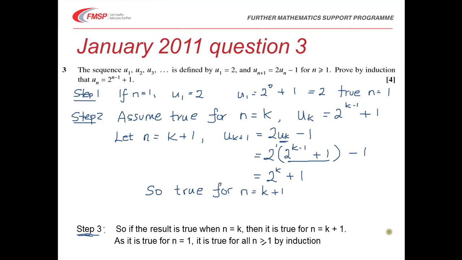So 4 marks there. Again, 1 mark for step 1, proving that it's true for n equals 1. You get a method and an accuracy mark here. So a method mark for using the recurrence relation and substituting in u of k, an accuracy mark for getting 2 to the power of k plus 1, and then another mark here in step 3 for your conclusion. And again, that conclusion is dependent on accurate and correct work in step 2.